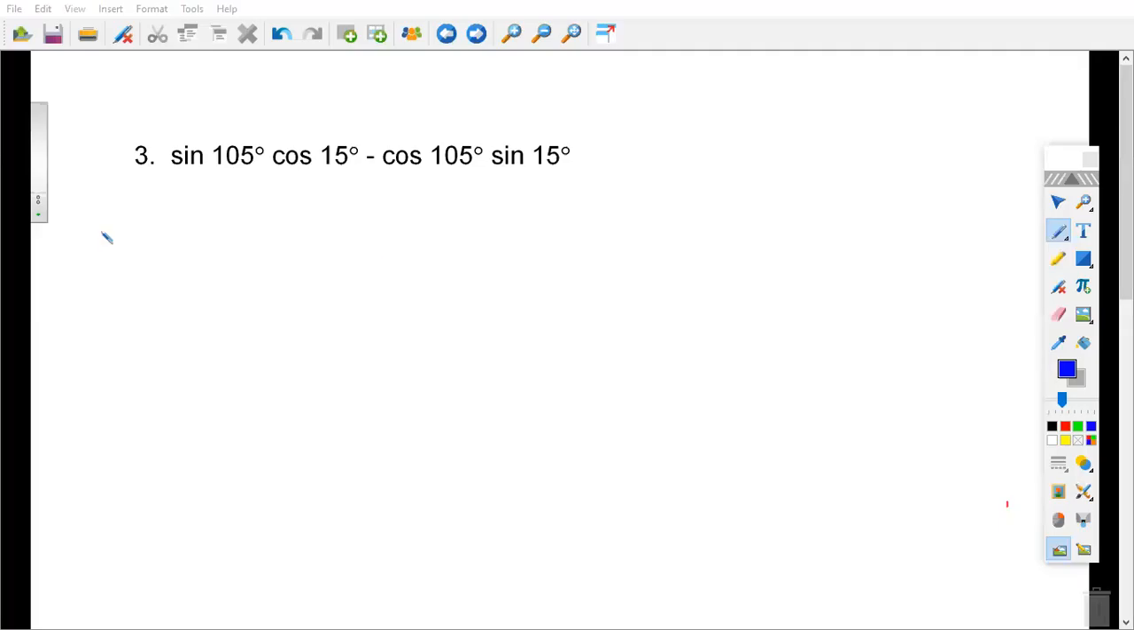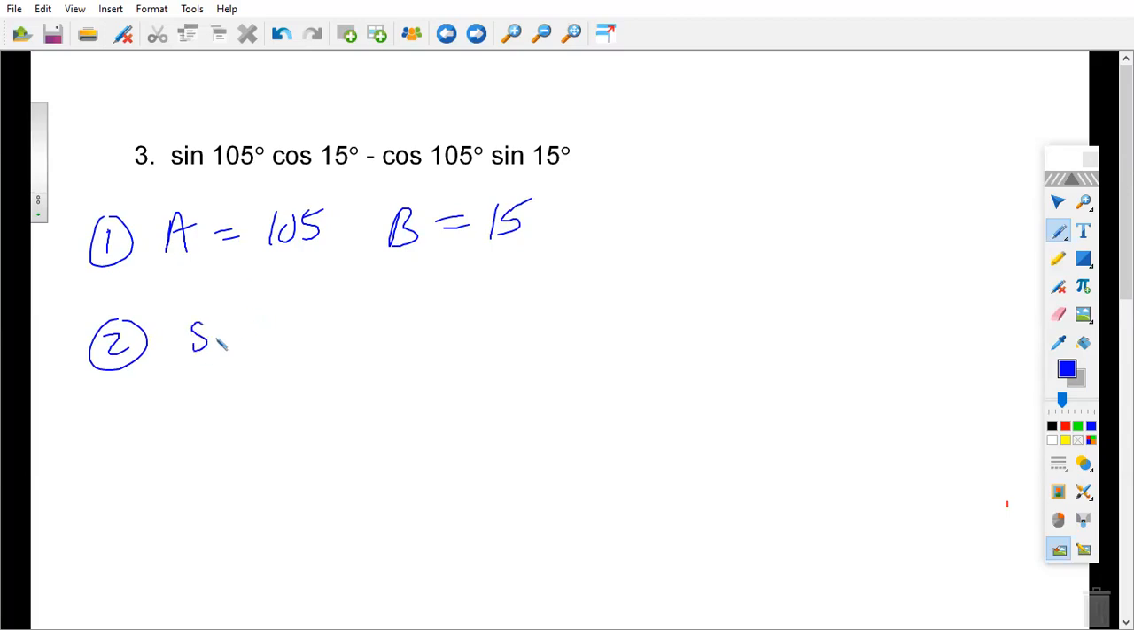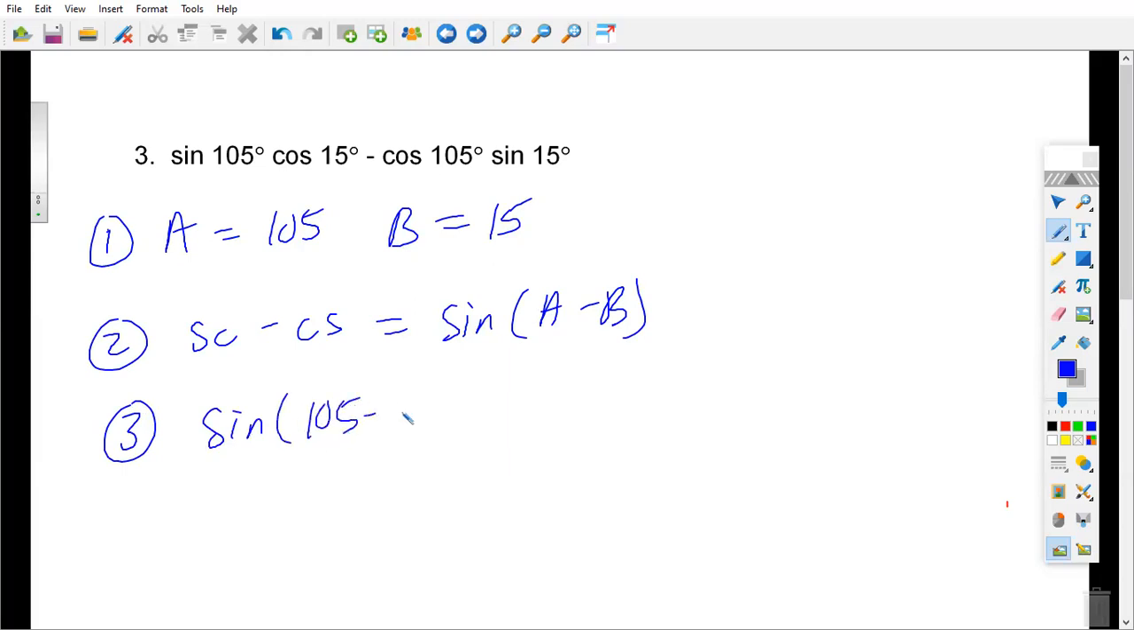Okay, so step 1, identify our A and our B. Our A is 105. Our B is 15. Step 2 is to recognize your pattern. My pattern is SC minus CS, which means that I'm using sine of A minus B. Still with me? Step 3 is to plug in your A and your B. So we have sine of 105 minus 15 equals sine of 90.